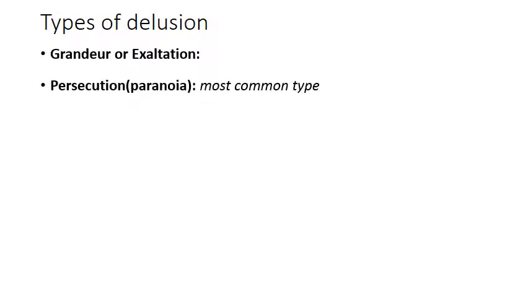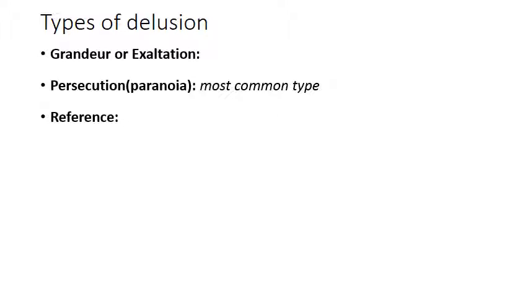Second one, which is the most common type, is delusion of persecution, also called delusion of paranoia. In this delusion, the person believes that his wife or his friends or any person is coming to kill him, or they are going to inflict injury to him or kill him by any other means, such as giving poison to him or any such types. So this is called delusion of persecution or delusion of paranoia, which is the most common type.